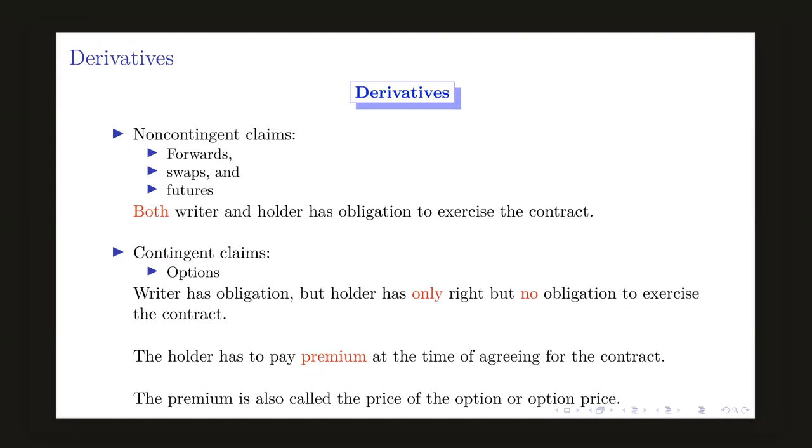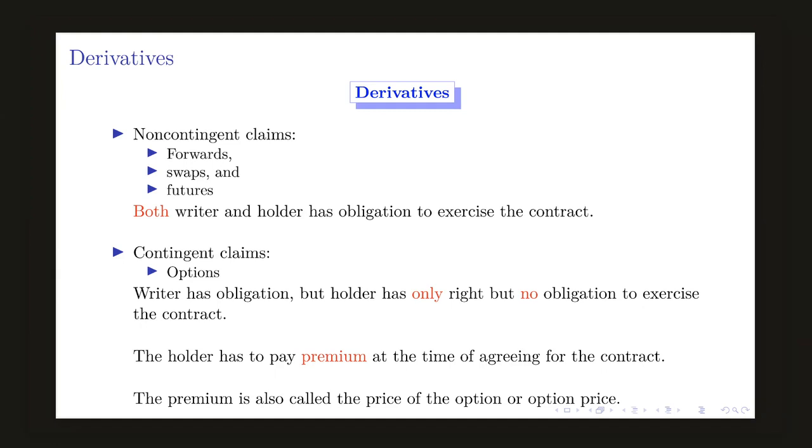One has to be careful in using this word option price or price of the option, because in forwards and futures, we have used forward price and future price as the price of the underlying asset at the expiration date. But here, the option price plays a different meaning. It is the premium that is paid by the holder to the writer at the time of issuing the contract.